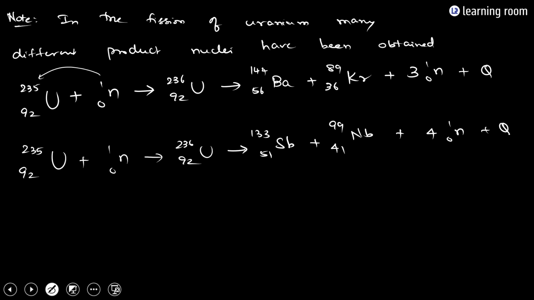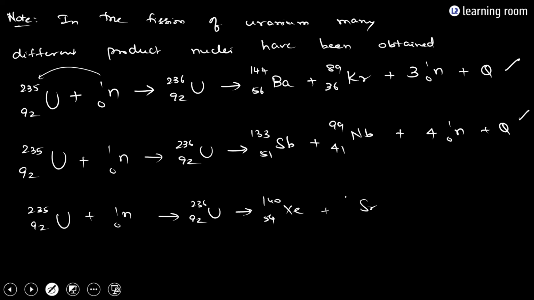Now, you have uranium 235 92. When it is bombarded with the neutron, I'm not saying they all are the same reaction. I hope you understand. This is different. This is different. Now, the third one, which I'm going to write, is also different. This gives xenon 140 54 and strontium 94 38, plus the release of two more neutrons and energy. Right?